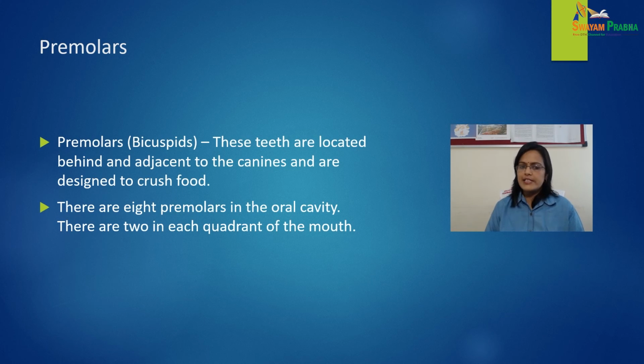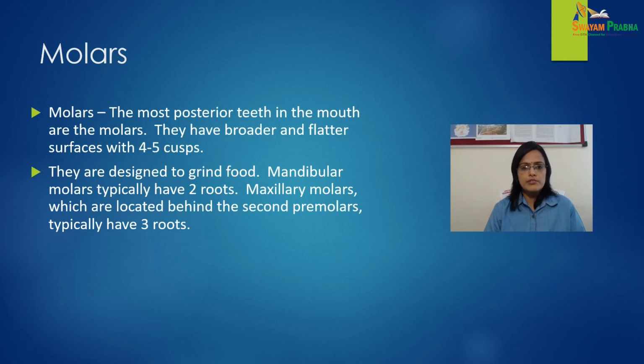These teeth have 3 to 4 cusps. The maxillary first premolar has 2 roots and the remaining premolars have a single root. There are no premolars in the primary dentition. Last is molars: premolars and then molars.